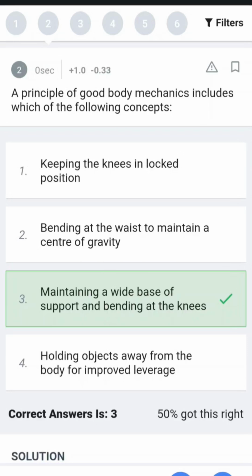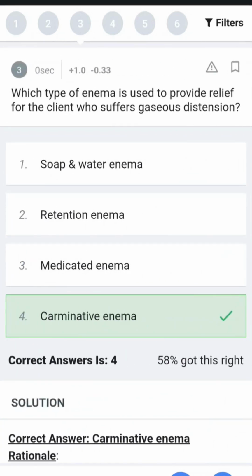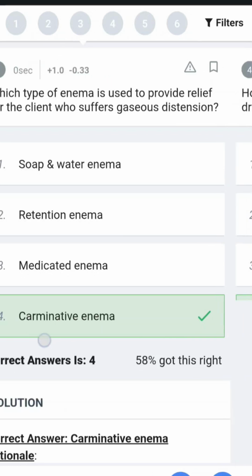Question 2. A principle of good body mechanics include which of the following concepts? Answer is maintaining a wide base of support and bending at the knees. Question number 3. Which type of enema is used to provide relief for the client who suffers gaseous distension? Correct answer is 4th, carminative enema.